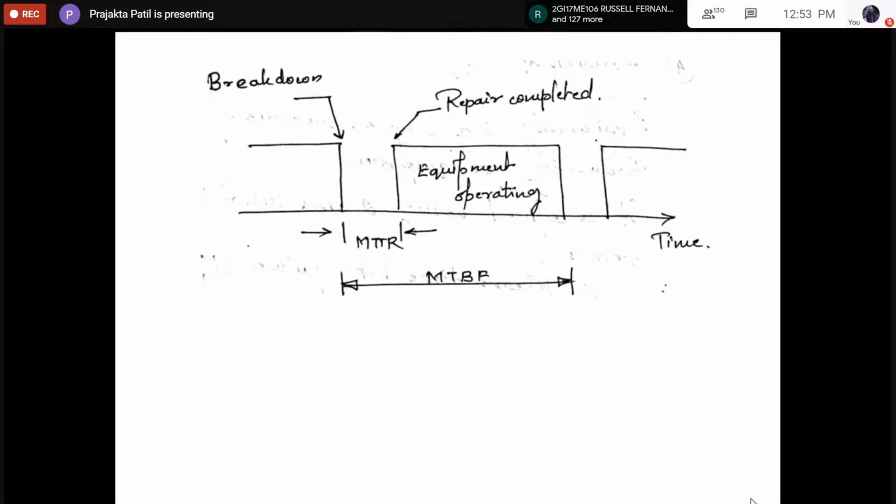This is a figure which represents the time scale, which is showing mean time between failures and mean time to repair. So you can see here this.